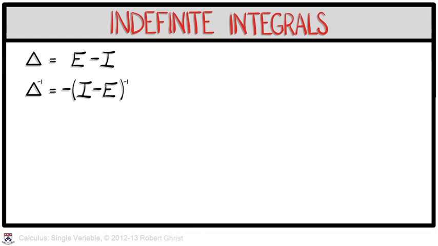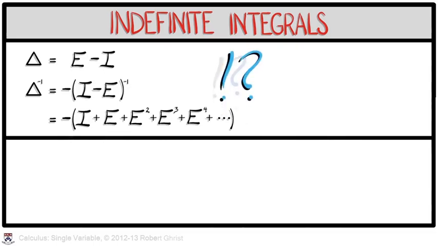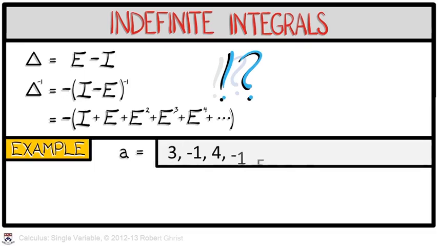Well, I've seen formulae for 1 over 1 minus x in terms of a geometric series. What happens if we tried applying the geometric series to this formula? It would suggest that the inverse operator to forward differencing is minus I plus E squared plus E cubed plus E to the 4th, etc., etc. Now, that seems rather dubious. Let's check it on a simple example, see what we get.